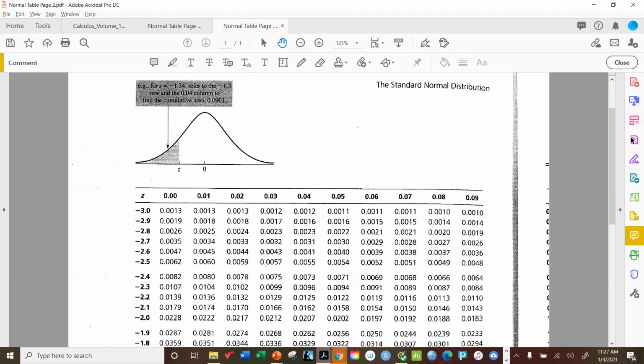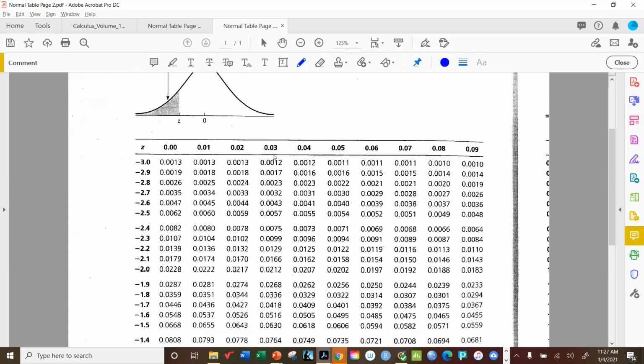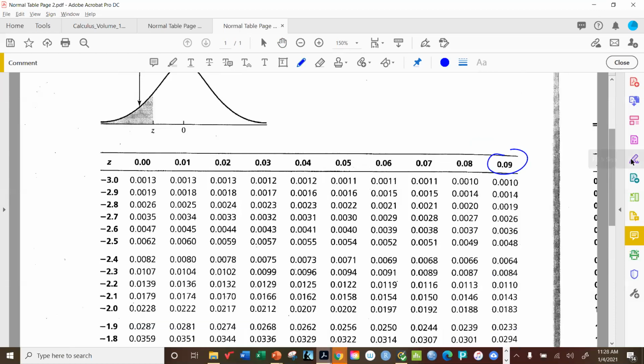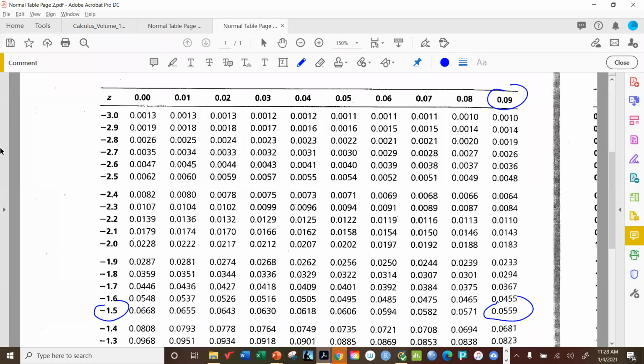Negative 1.59, so the negative 1.59 equals negative 1.5 plus, or actually minus 0.09. So the negative 1.5 is right about here. And the 0.09 is way over here. So at their intersection, we have 0.0559. Oh, there we go. We can see it all. So that's the area below negative 1.59.